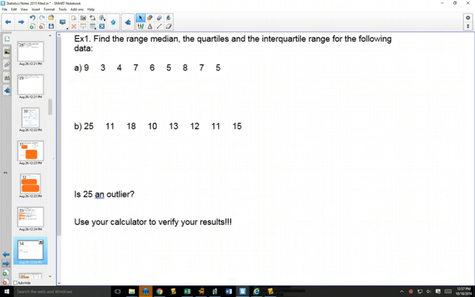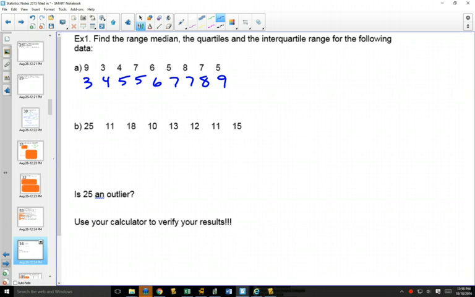So here we have data. We want to find the range, the median, the quartiles, and the interquartile range for each of the following. Again, all of that data can be gotten from your calculator. If we wanted to do this by hand, we would first have to write them in order from smallest to biggest. So here we've got 3, 4, 5, 5, 6, 7, 7, 8, 9.